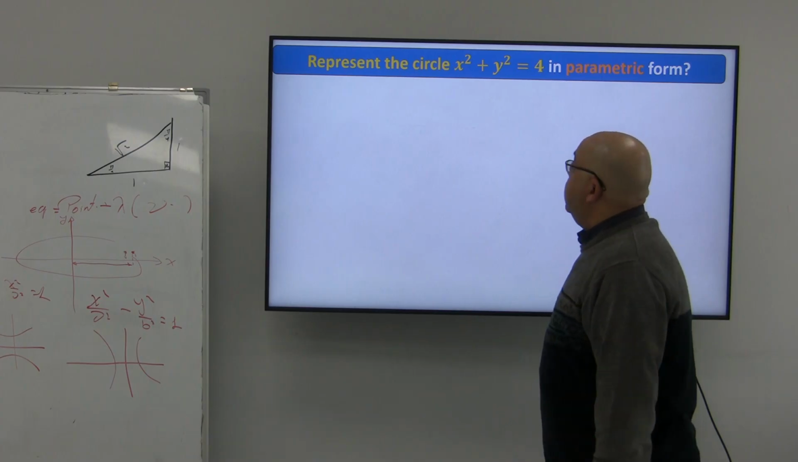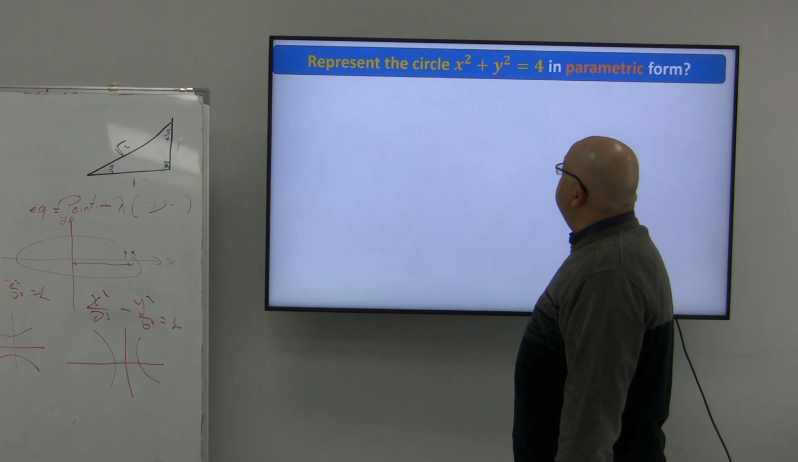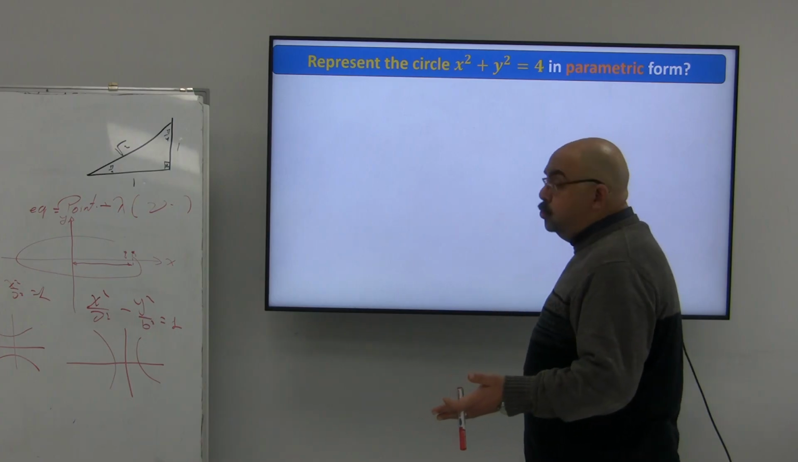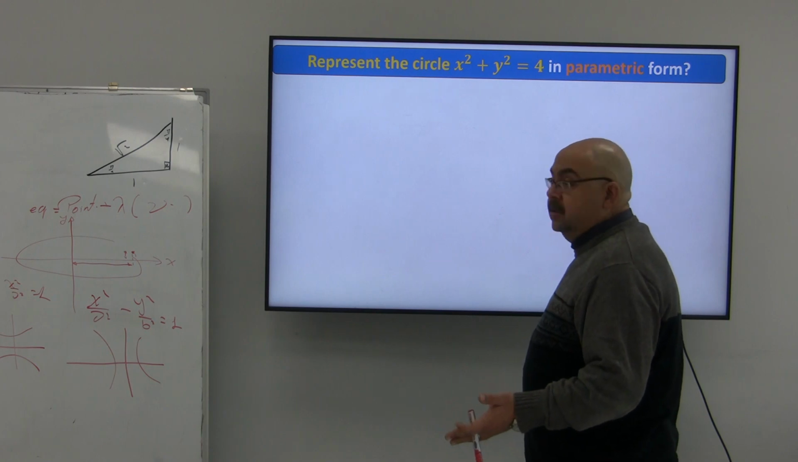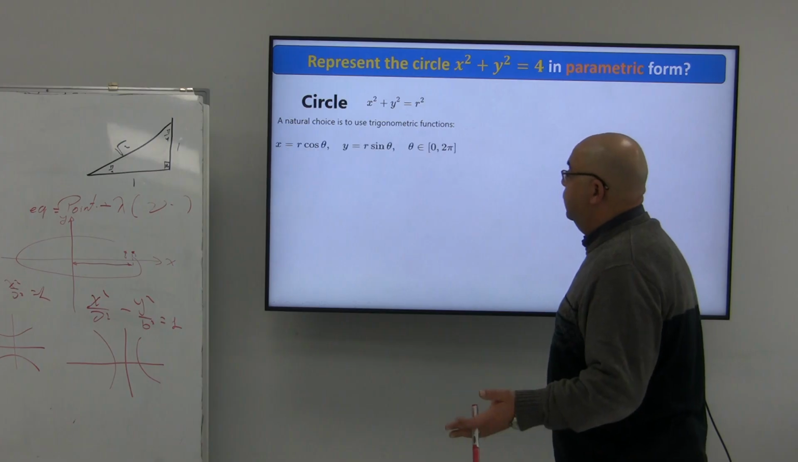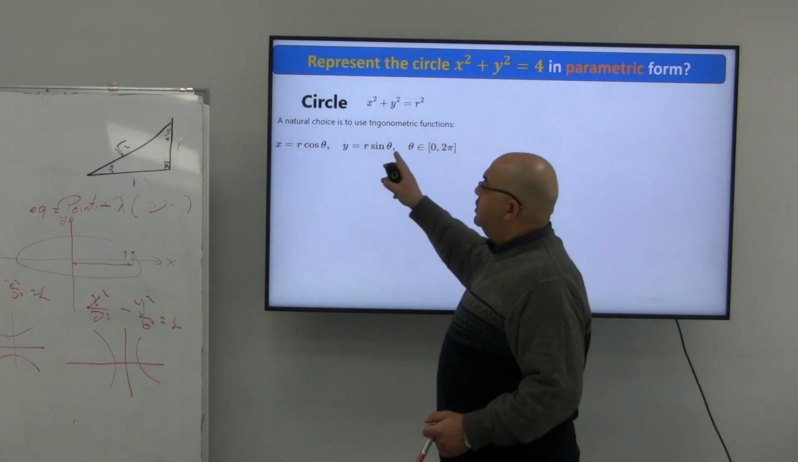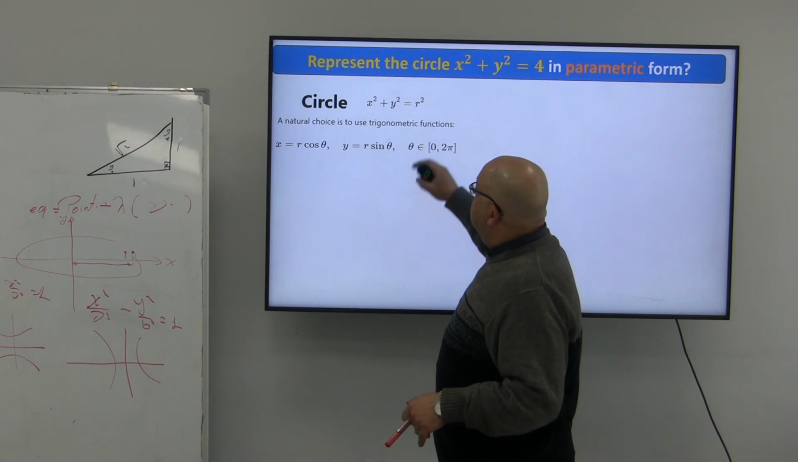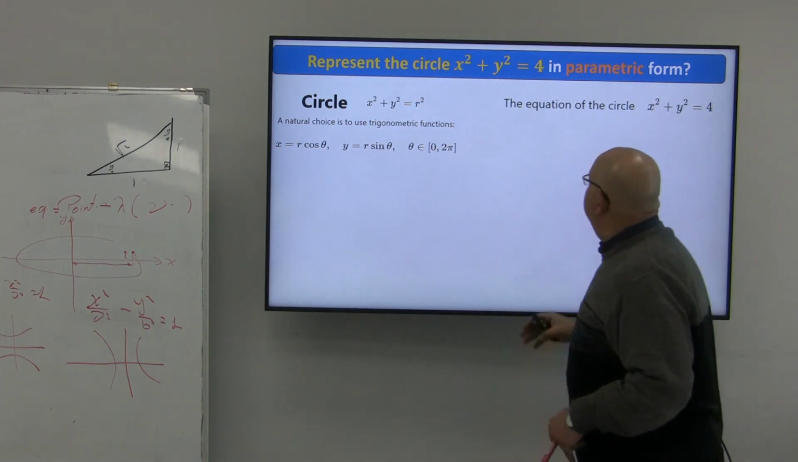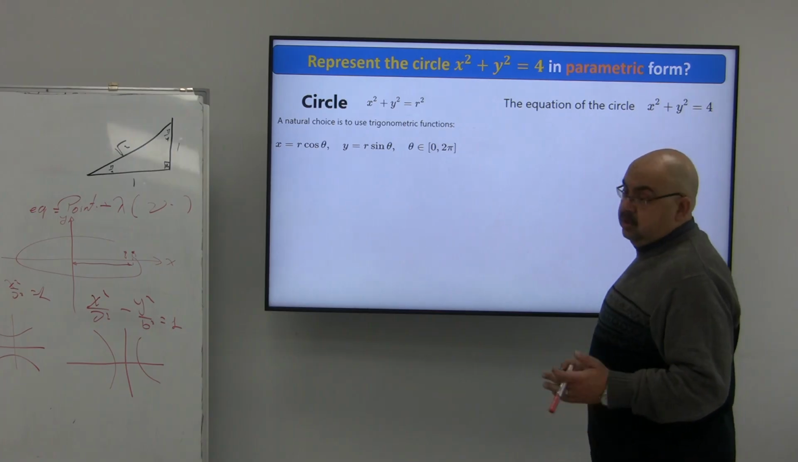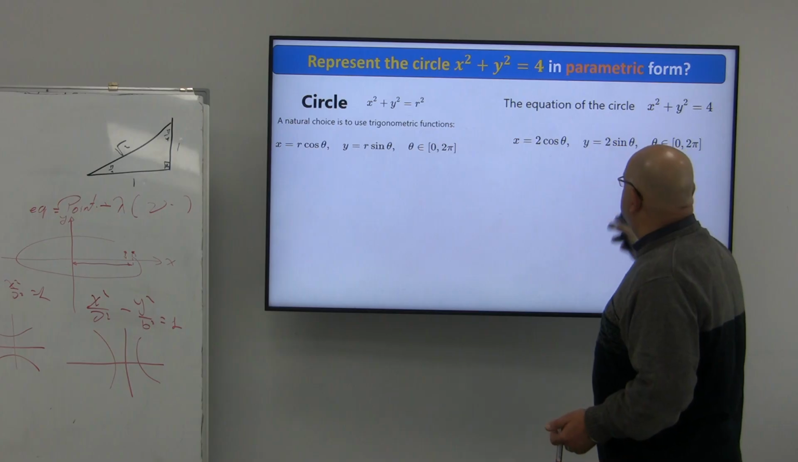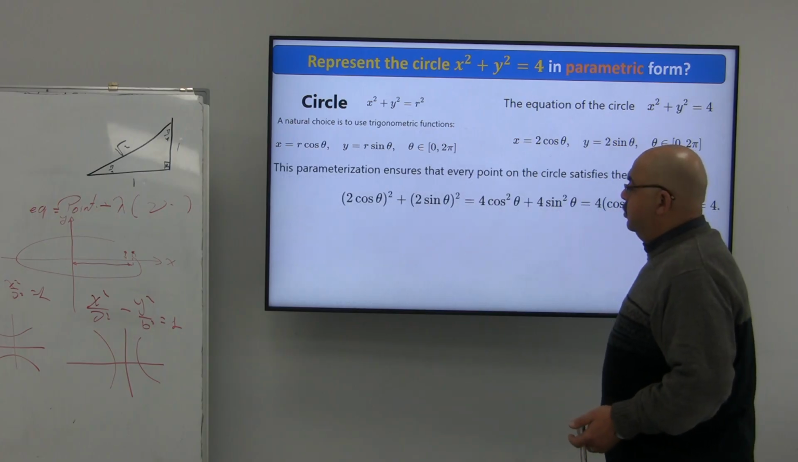Like, for example, let's represent x squared plus y squared equal to 4 in parametric form. Any ideas? x equal to 2 cosine theta, and y is going to be 2 sine theta, or t, whatever. So it's going to be r cosine theta, r sine theta, that's the normal equation. Here we have r squared equal to 4, so r equals 2. So my equation is going to be x equal to 2 cosine theta, y equal to 2 sine theta, and theta runs from 0 up to 2 pi.